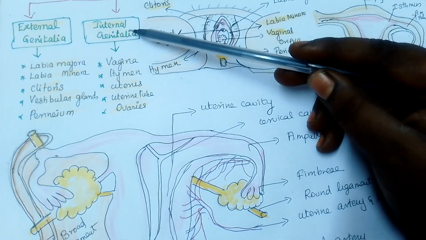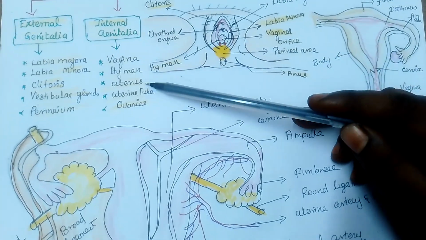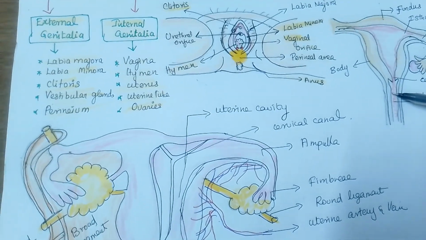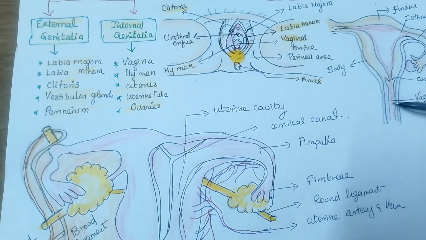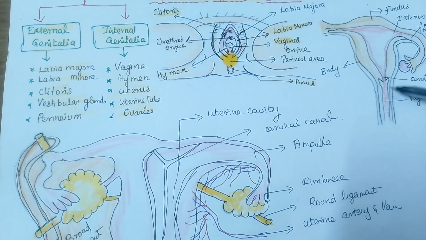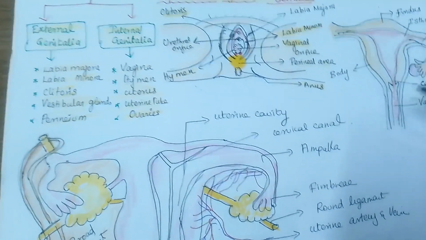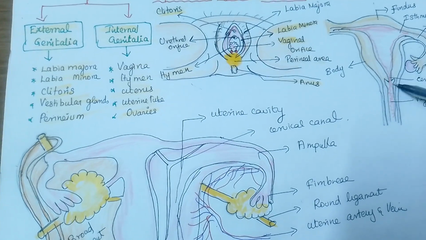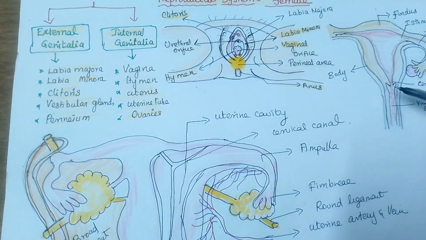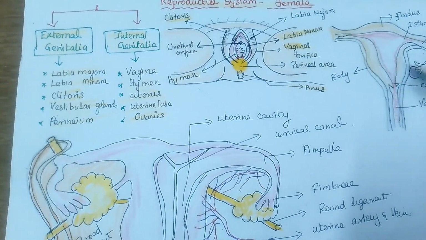Next we will see about the internal genitalia. The internal genitalia are the vagina, hymen, uterus, uterine tubes and ovaries. What is the vagina? This is the vagina. The vagina is a fibromuscular tube made up of stratified squamous epithelium, like the digestive system. The opening is the vestibule, and the proximal end is with the cervix. It lies at about 45 degrees, with the bladder in front, and the rectum and anus at the back of the vagina.